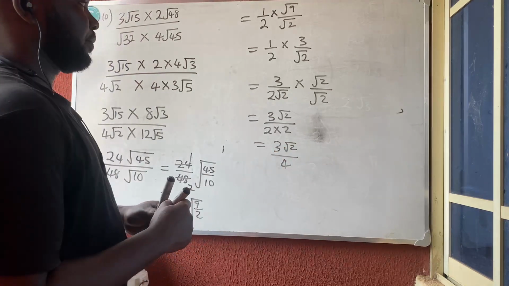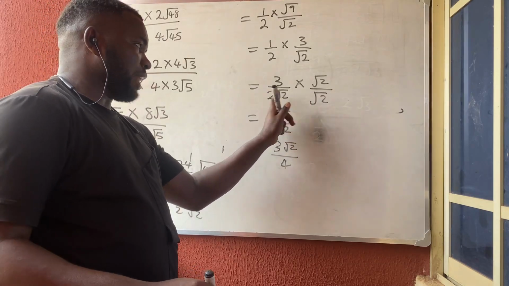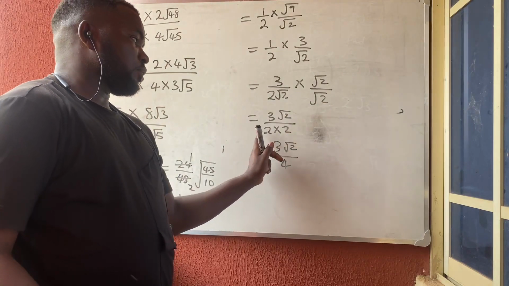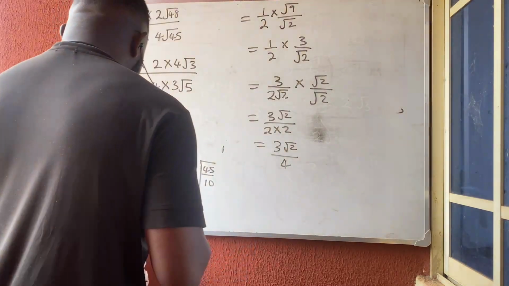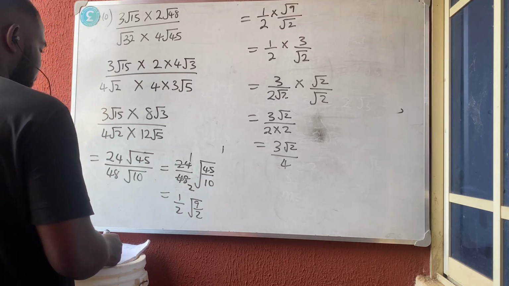I hope I'm not rushing. This time, I'm having 2 times 1 here is 1, root 2 times root 2 is just ordinary 2, so this is giving me 4. So this is the final answer. Okay.